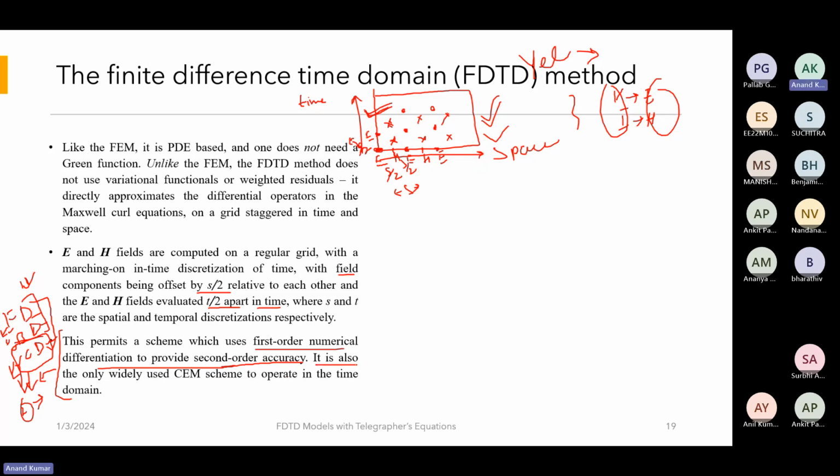Another important line is that FDTD is the only widely used computational method which operates in time. The methods MOM and FEM, which are the popular methods, are frequency domain, and FDTD is the only popular time domain method.